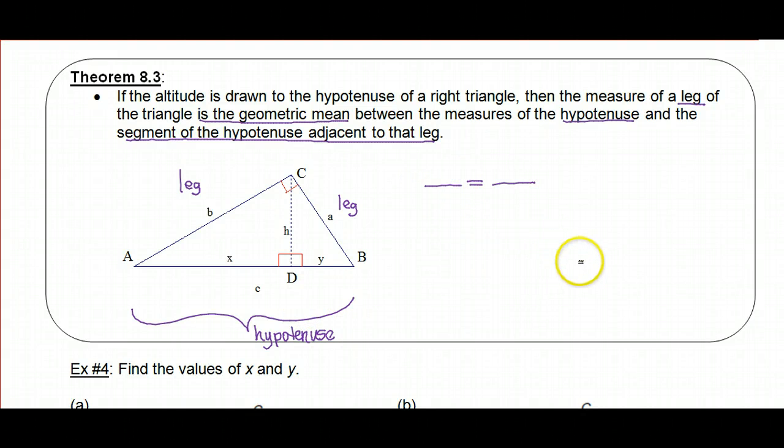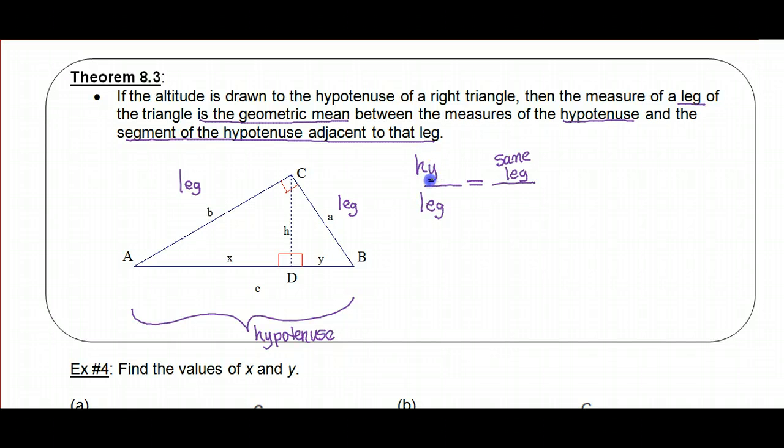Okay, so each leg is the geometric mean. Say x's. You have to take one leg, take the same leg, and we're going to put that in these two spots. Then over here, it's going to work for both of them. So I'm going to show you both proportions. There's two proportions for this one.